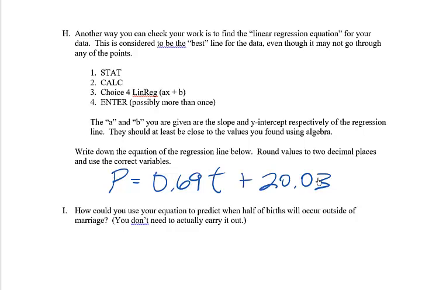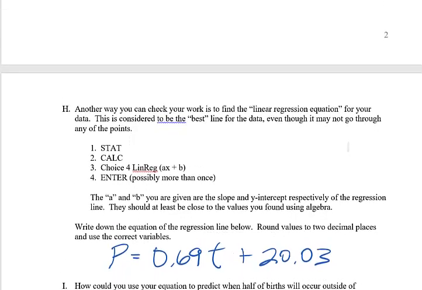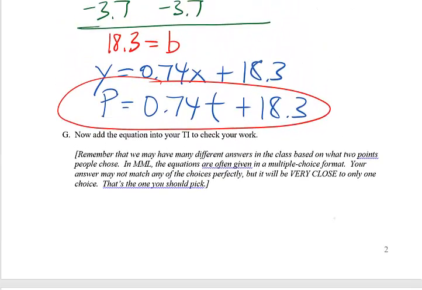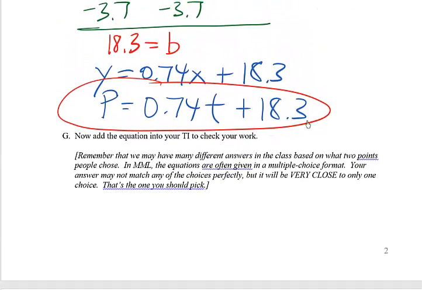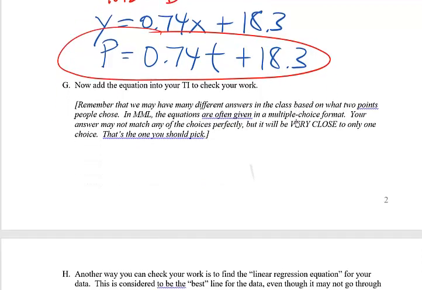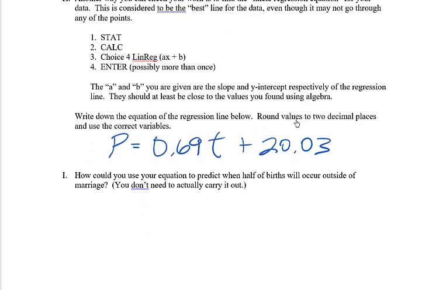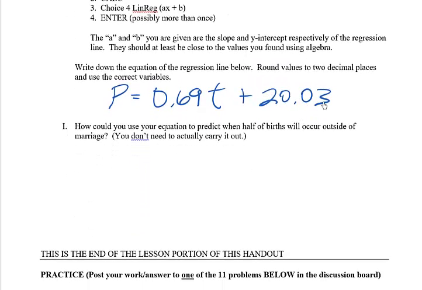The point simply is that if you compare that equation to the one we found earlier, of course it's not exactly the same, but the values are close. 0.74 is pretty close to 0.69. 18.3 is pretty close to 20.03, and that also gives us some confidence that we did our work correctly. We're not going to make a big deal about the regression equation. I'm just showing it to you as another way you can help check your algebraic work.